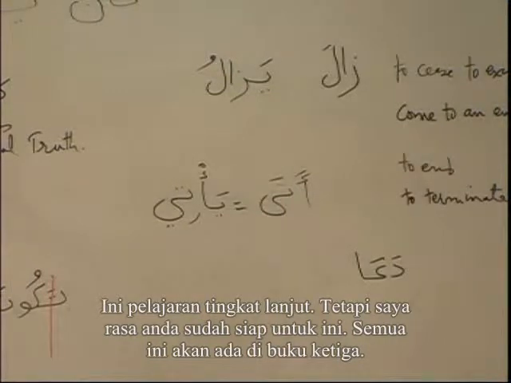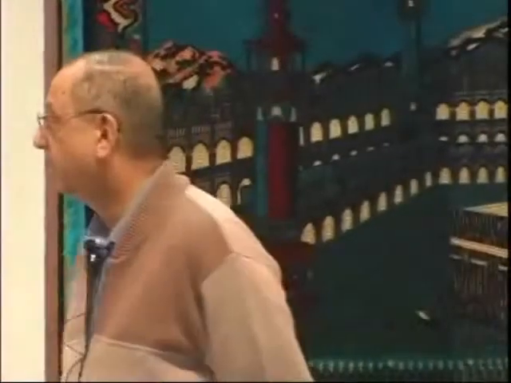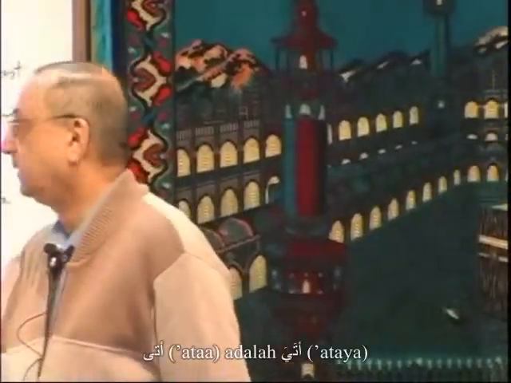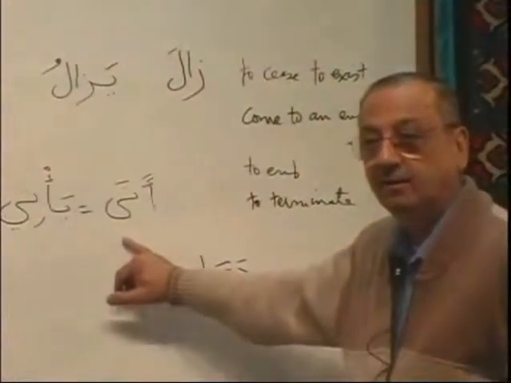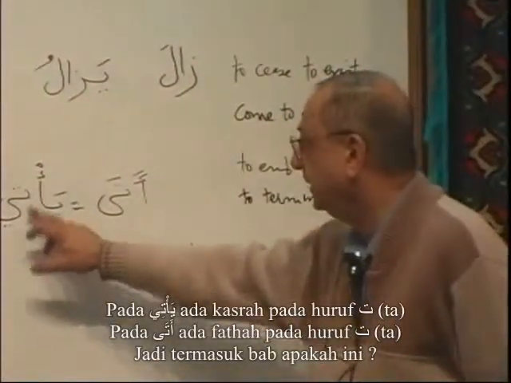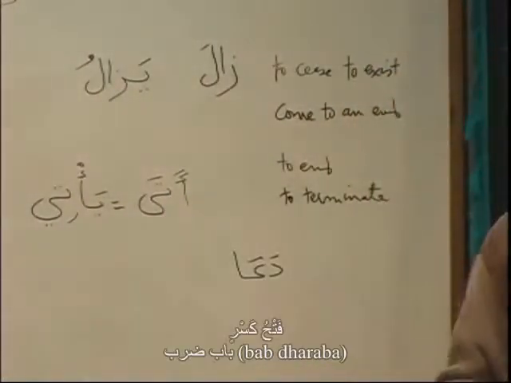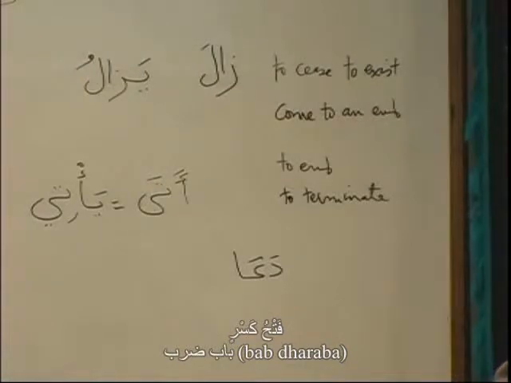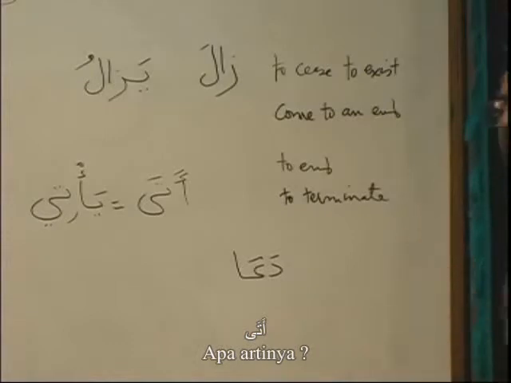And more so, a lot of it will come in book 3. Okay? So, ata, it is ataya. And yati, see, ta got a kasra, ta has a fatah. So what is it? Fataho kasrin. Fataho kasrin. Bab daraba. What is the meaning of ata? To come.